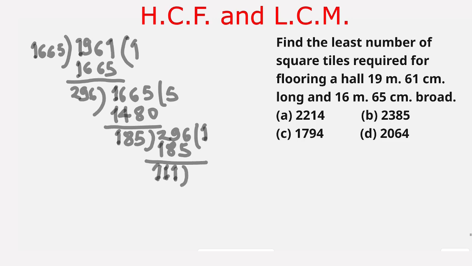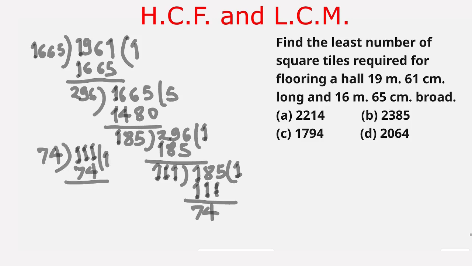We divide 185 by 111. 111 divides 185 for one time. On subtracting 111 from 185, our remainder is 74. Now we divide 111 by 74. It divides it for one time. On subtracting 74 from 111, we get 37. Now we divide 74 by 37. 37 divides 74 for 2 times, and the remainder comes out to be 0.